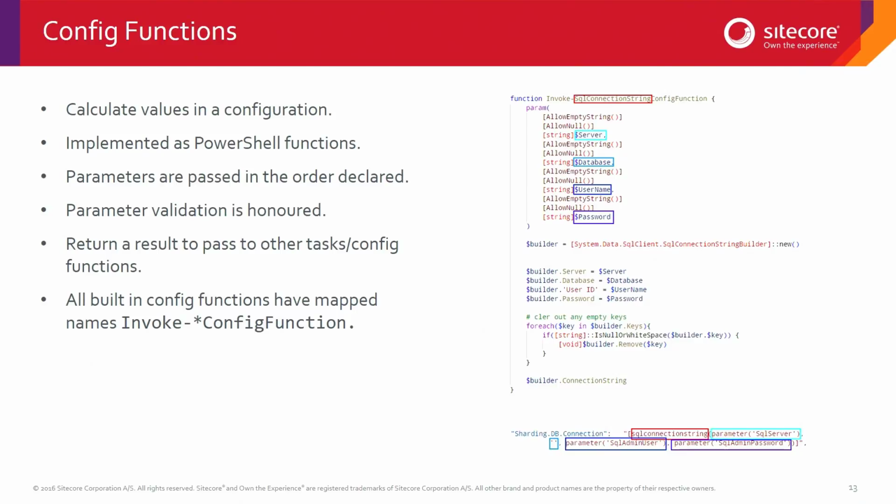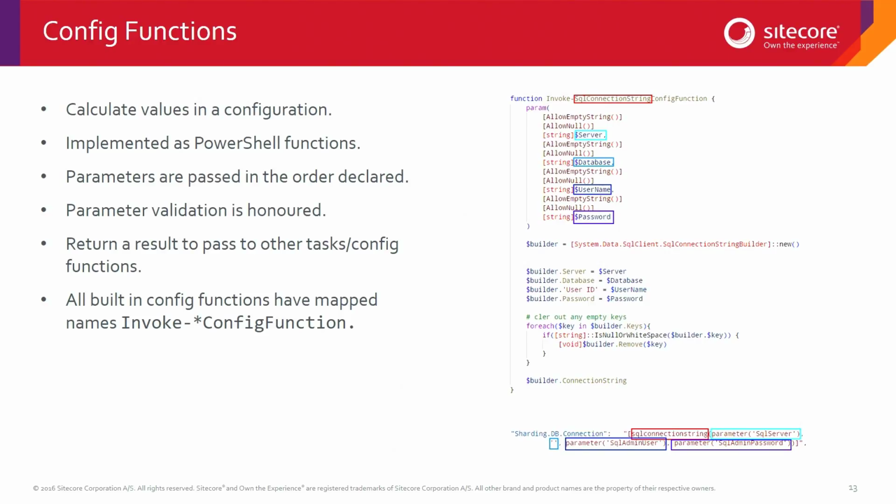Exactly the same as we were having earlier on with the tasks. We support parameter validation. We support mapping of the parameters, only this time they're done in order. So if you look at the top there, we've got server, database, username, and password. And down the bottom here, we're passing parameter SQL server, nothing for the database because we're allowing null there as well. Parameter SQL admin user, admin password in there as well.